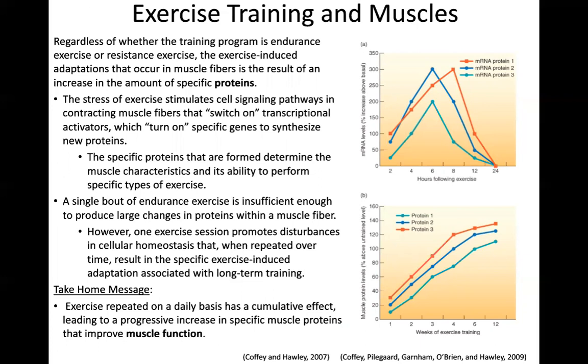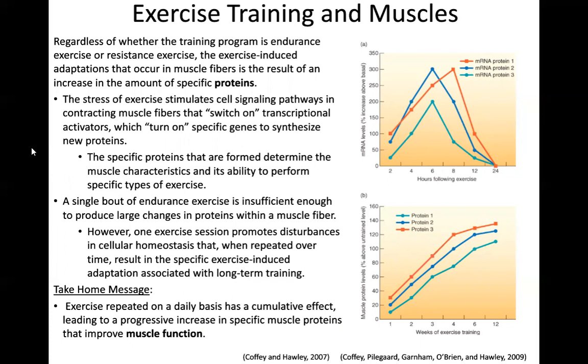whether you're doing CrossFit or you're just lifting weights or you're just a runner, exercise-induced adaptations that occur in muscle fibers result from an increase in the amount of specific proteins. So training, no matter what it is, causes increases in muscle proteins, especially if you do it repetitively. The stress of exercise stimulates cell signaling pathways in contracting muscle fibers that switch on transcriptional activators, which means that they turn on specific genes to synthesize new proteins. So exercise results in transcription.